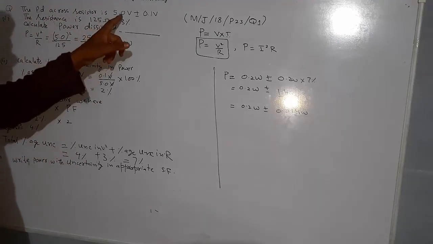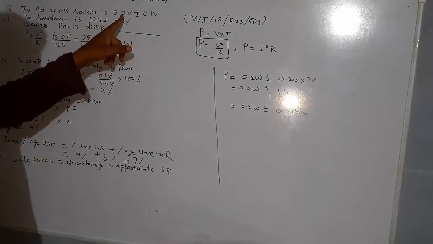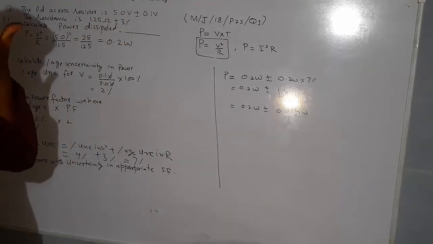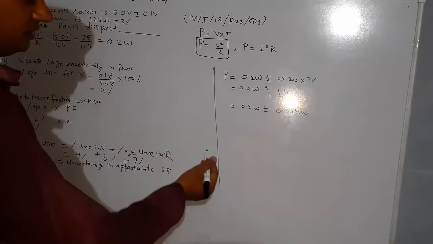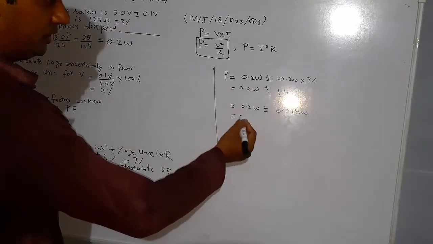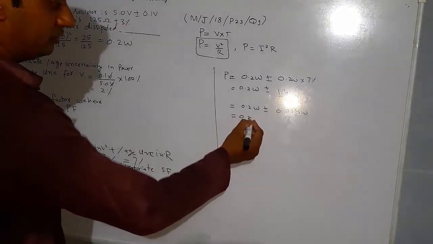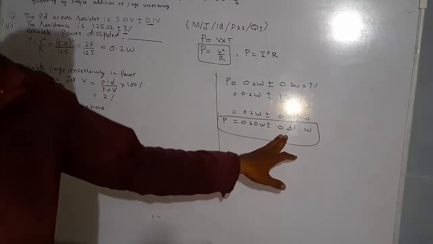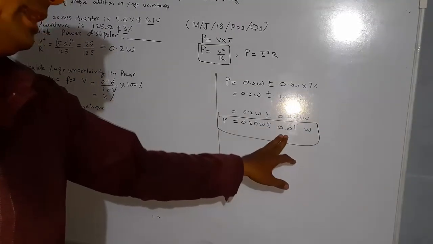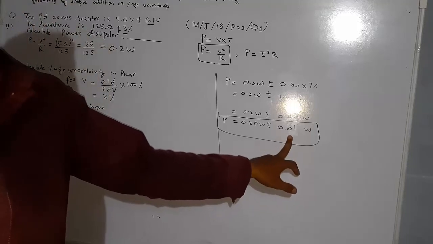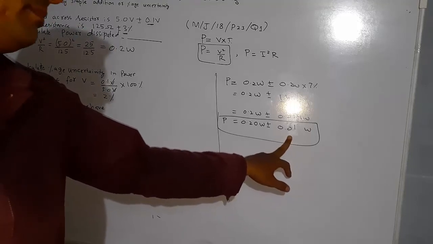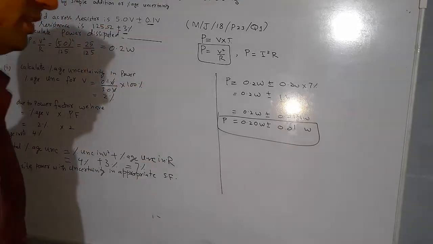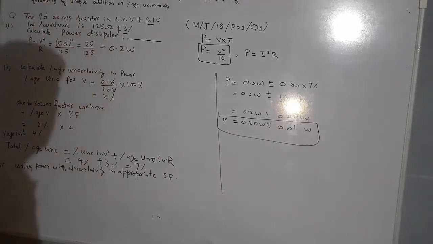Okay. Now we have to write the final answer in appropriate significant figures. Given the data, here we do have 2 significant figures in the reading, and here we do have 3. So the final answer will be converted into 2 significant figures. So 0.2 we write in 2 significant figures as 0.20 watt plus minus. The uncertainty will have 1 significant figure, because 1 significant figure is the least number of significant figures in the given data of uncertainty. Okay.